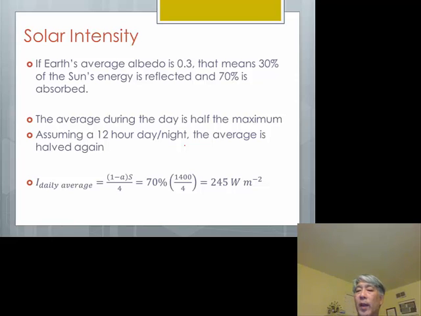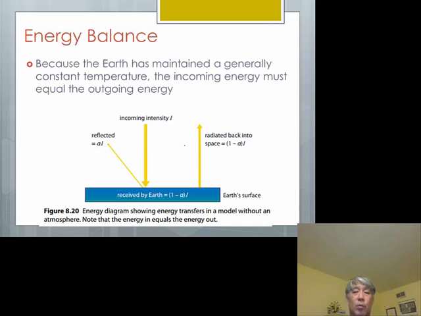If you remember, we had a maximum of 1,000 watts per square meter on our previous slide. That 1,000 was a maximum, remember. This is more of an average. So the energy balance: the Earth generally maintains a constant temperature. Over the long term, it may go up, it may go down. Lately, it's been going up. But in general, it maintains a constant temperature. That means that the incoming energy must pretty much equal the outgoing energy.